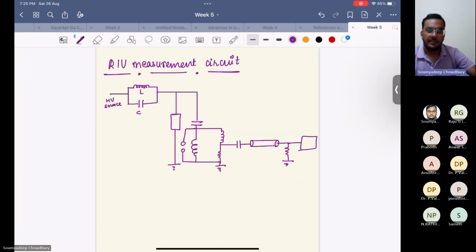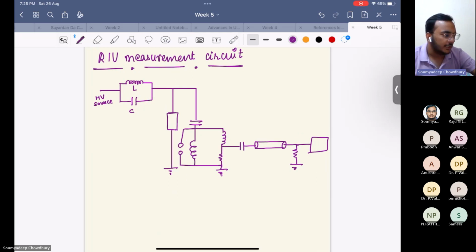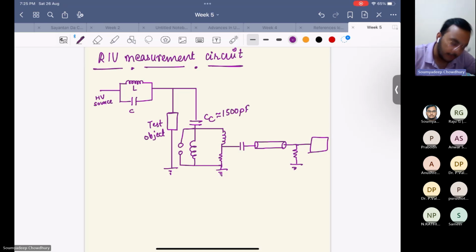So this is the basic circuit for measurement of RIV. This is basically the filter, and this is the high voltage source. This is my test object. This is the coupling capacitor, which is almost equal to 1500 picofarads, a high value capacitance. This is my L. This is a sphere gap for excitation. These are the different components.